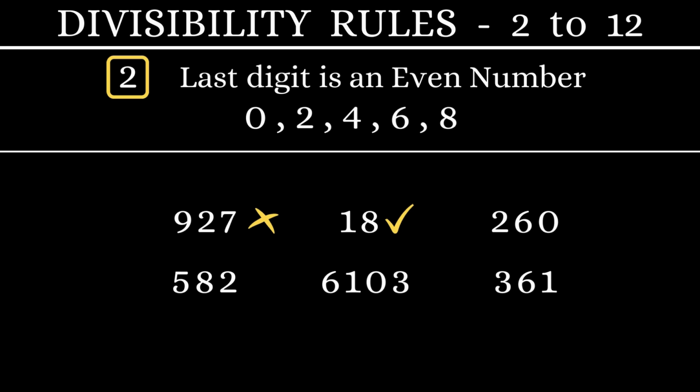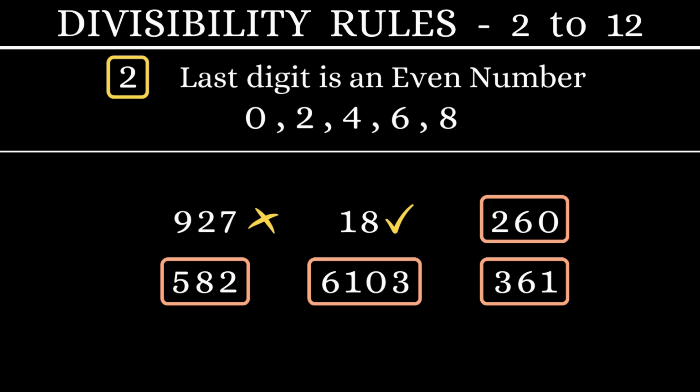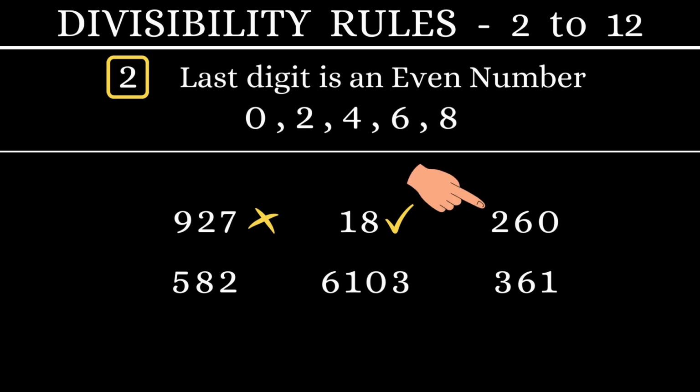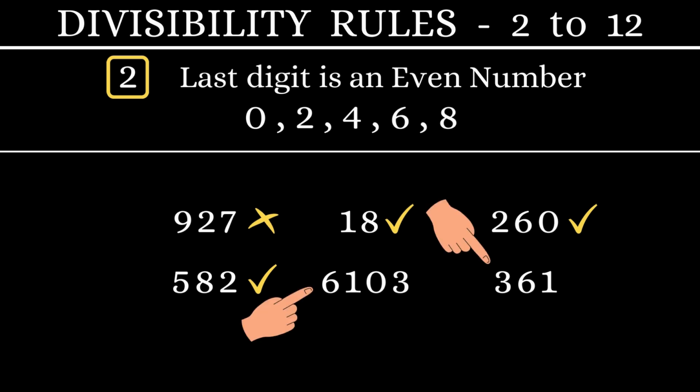Now, pause the video and find out for these numbers. 260 and 582 are divisible by 2. 6,103 and 361 are not divisible by 2. With that, we move on to the divisibility rule for number 3.